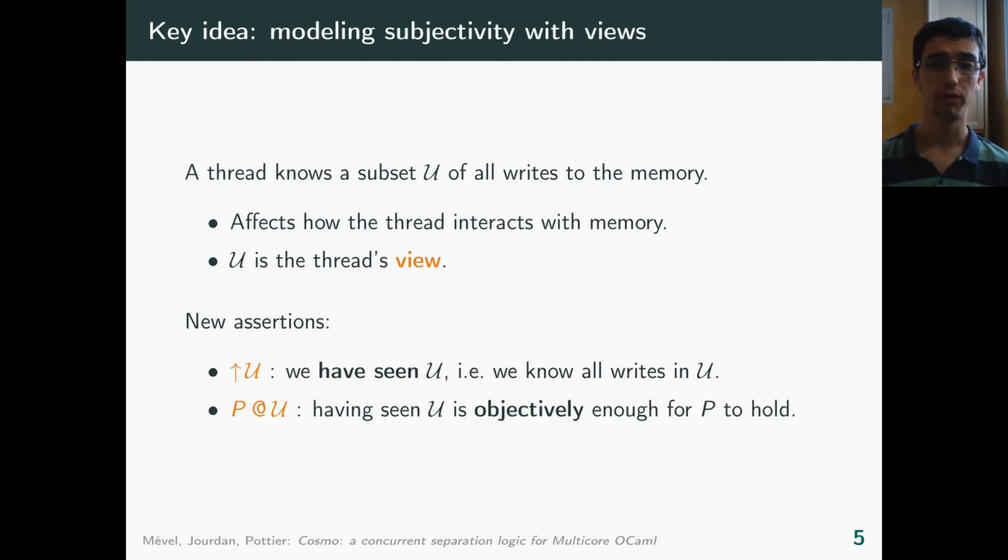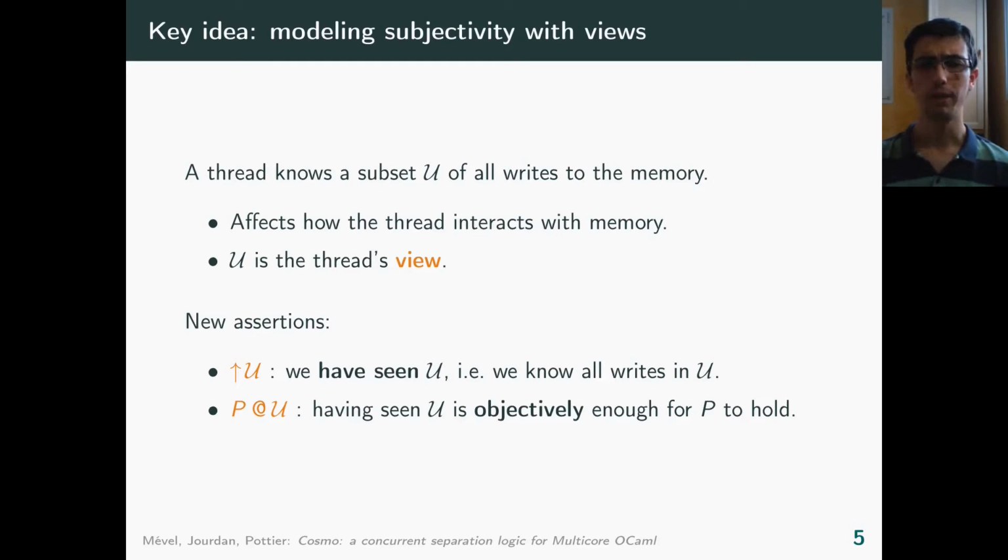I just spoke about the view of a thread and how it is central to the challenge of weak memory, but I haven't defined this concept yet, so let me do that now. Because of weak memory, each thread only knows a subset of all writes that have happened to the shared memory. This affects how the thread reads and writes the memory. For example, once it has learned about a write, it cannot read from earlier writes anymore. This is an example of what a weak memory model would say. And this subset of write events, we will call it a view. So the view of a thread is the set of the write events it knows about.